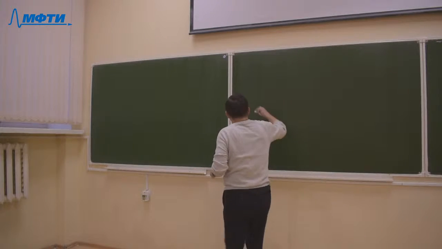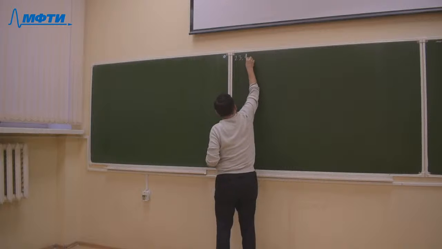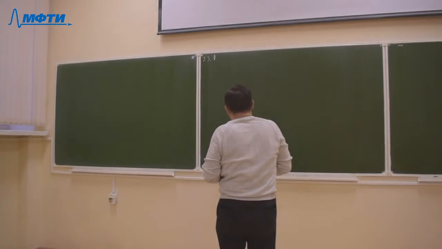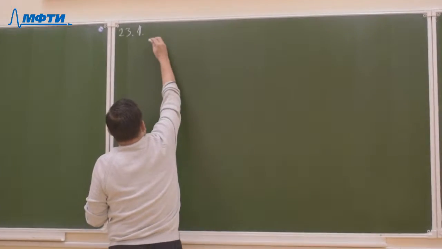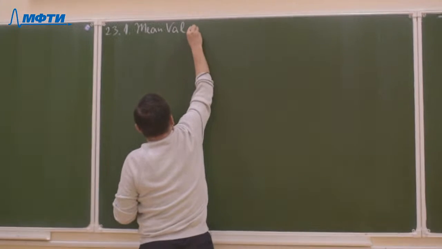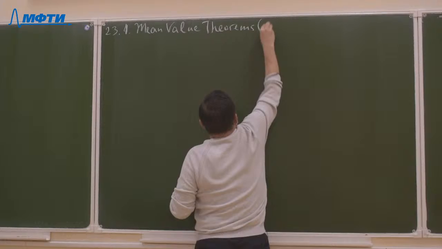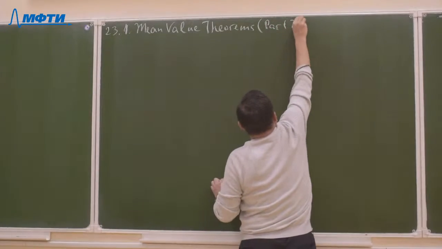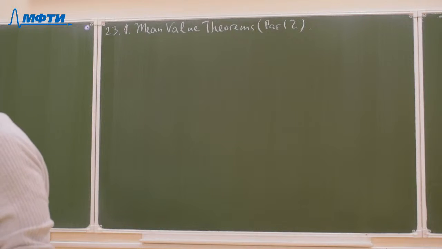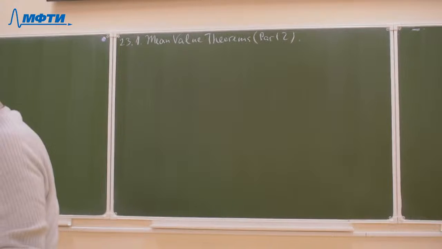Today is lecture 23, and section 23.1 is about the mean value theorem, part 2. Last time we proved the Lagrange mean value theorem, and now some corollaries.